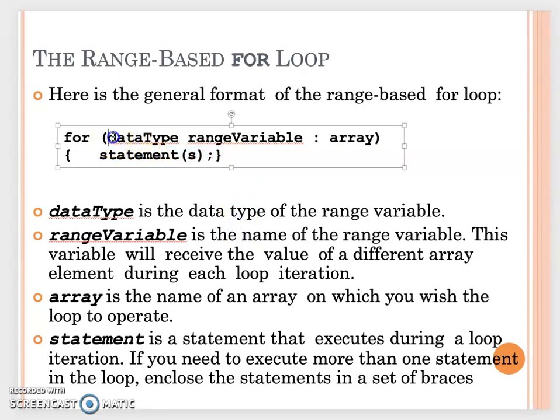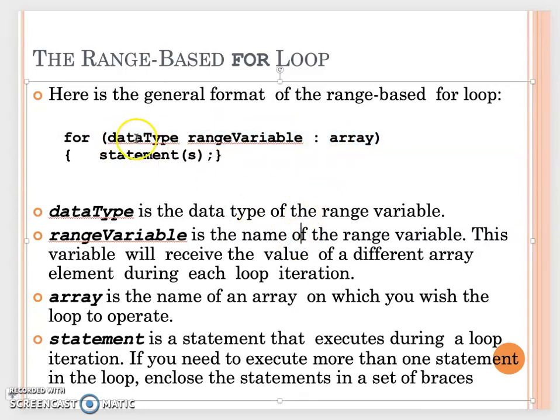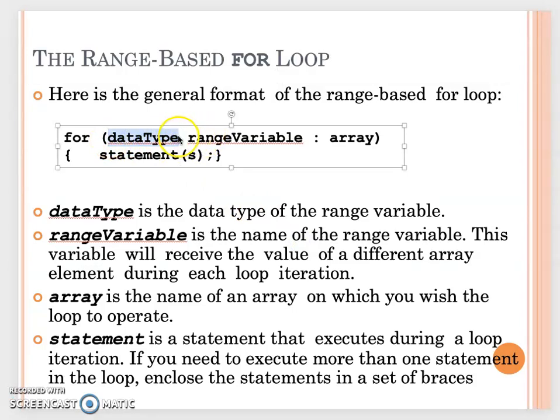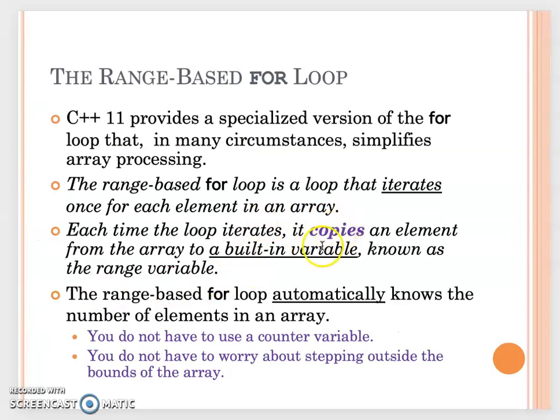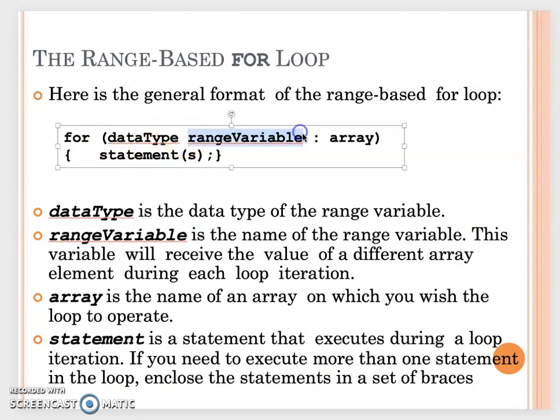But here, the syntax in the parentheses is a little different. The first thing, you just need to have your data type. This data type declares a range variable. This range variable is, as we said earlier, the placeholder to save the element from the array at each iteration. It will be copied into this range variable. The variable name you can decide by yourself. Then you have a colon, then your array name. The data type needs to match the array, so this range variable will be the same type as each element in the array. This variable will receive the value from an array element during each iteration. The last part is the array name.